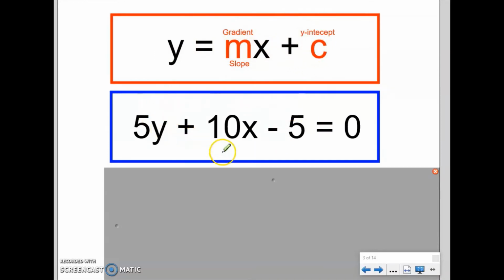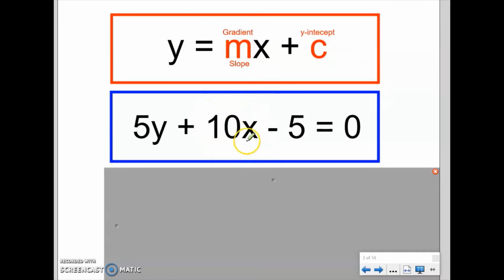So if I look at this equation of a linear graph, I need to do some manipulation. First of all, I'm dealing with 5 y's, and I want to be dealing with 1 y, and my x term and my constant term are on the incorrect side of the equal sign. I want both of these terms over here. So what I would do is manipulate this equation. I'm going to divide by 5, so I'm going to be left with y plus 2x minus 1 equals 0. So that means I'm dealing with 1y.